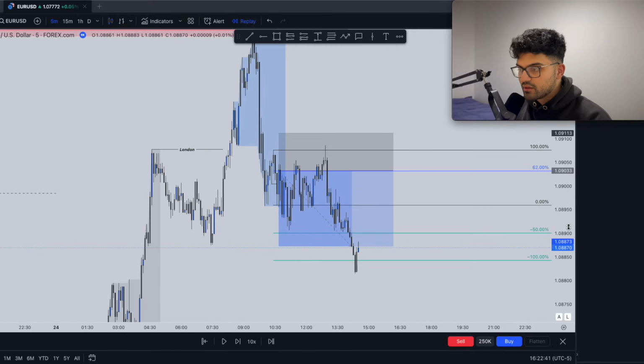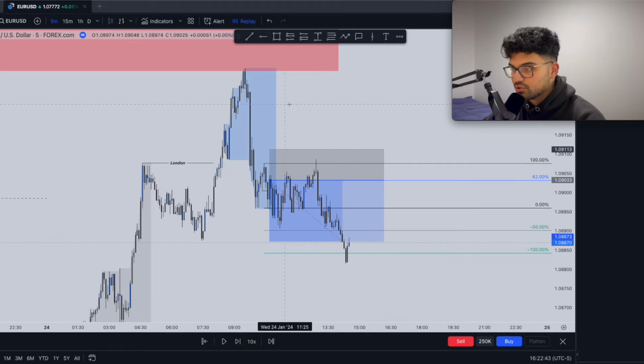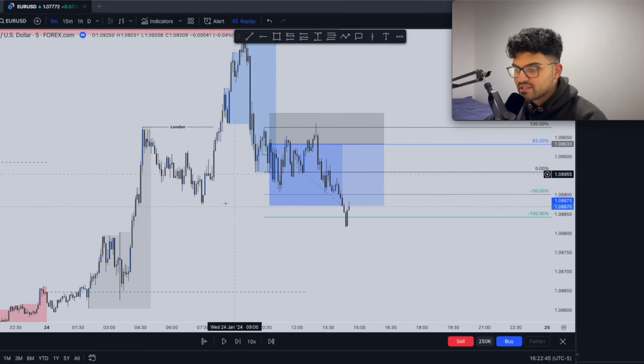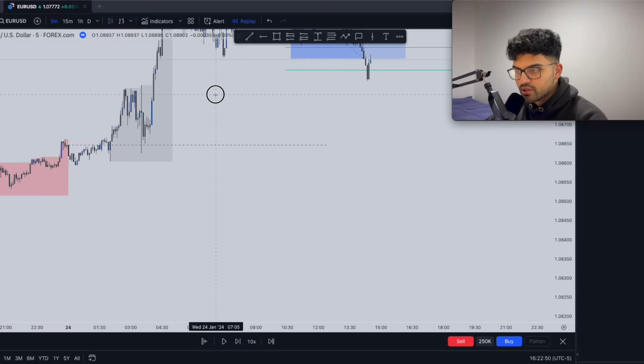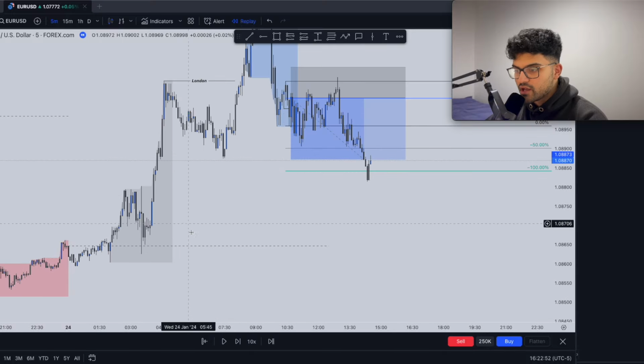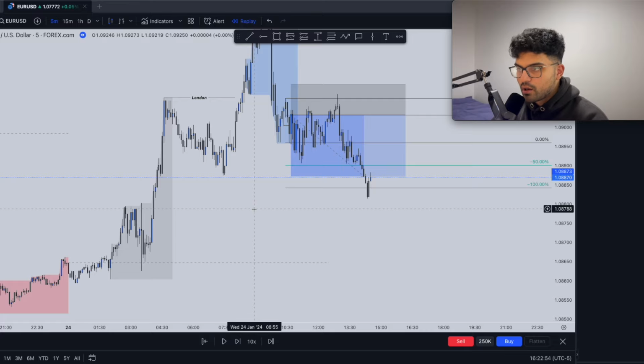And one more key thing, a bonus tip which I've mentioned countless times on this channel, is you always want to be selling above this midnight opening price and buying below it. So as you can see, our entry is way above this midnight opening price. It's the whole power of three thing, right?